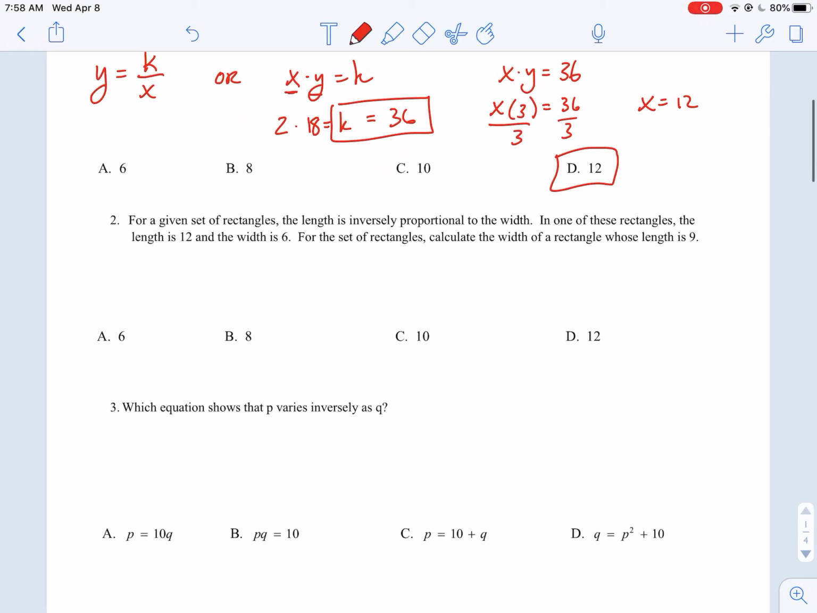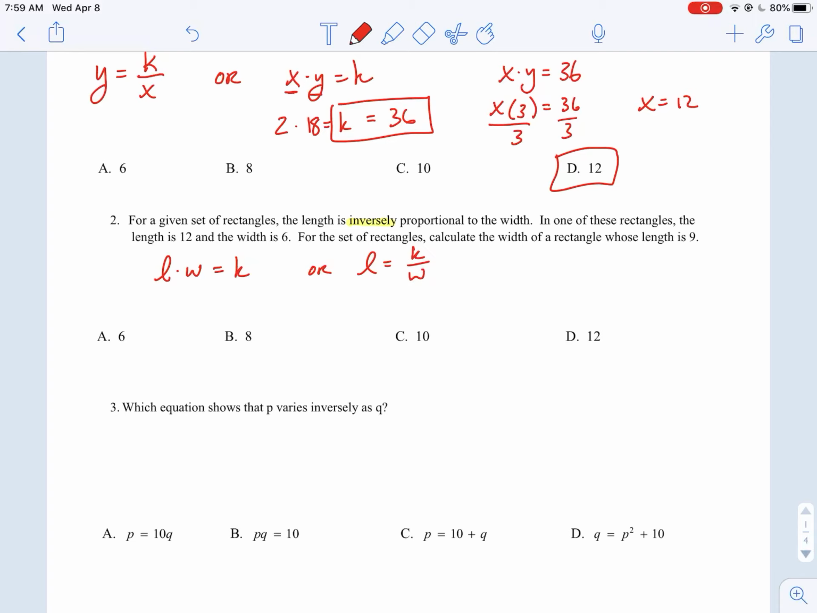Moving on to the next problem. Story problem here, an application, but again, we're going to do the same sort of thing. So let's make sure we read through this carefully. For a given set of rectangles, the length is inversely proportional to the width. So again, let's write that out: L times W is equal to some constant of proportionality. Another way of saying that, we could write L is equal to K divided by W. Either way we want to write that is fine.